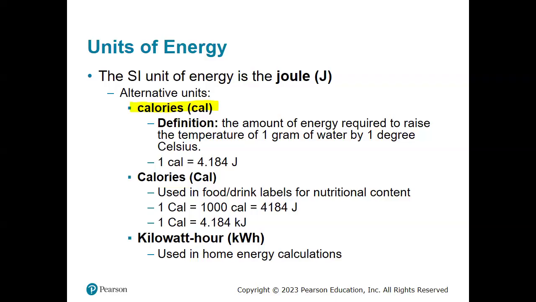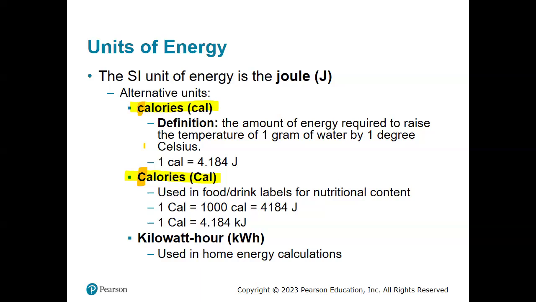Now, as you can imagine, that amount of energy isn't very much, because you would imagine for 1 gram of water by 1 degree, it wouldn't take much energy to get that temperature up. So more often, we end up talking about calories in terms of this unit. And the key thing here is I want you to look at the capitalization. Kilocalories, capital C calories, are the calories that we are the most familiar with, actually.